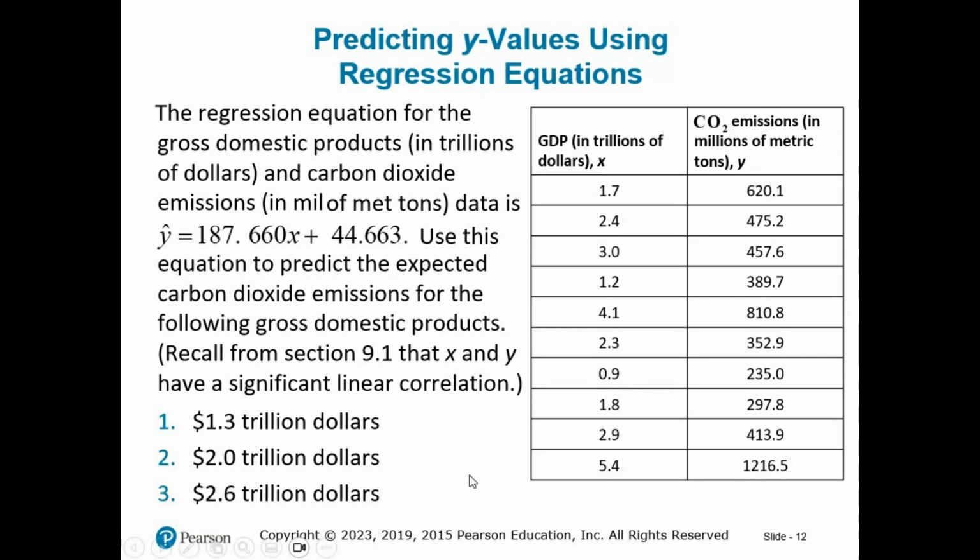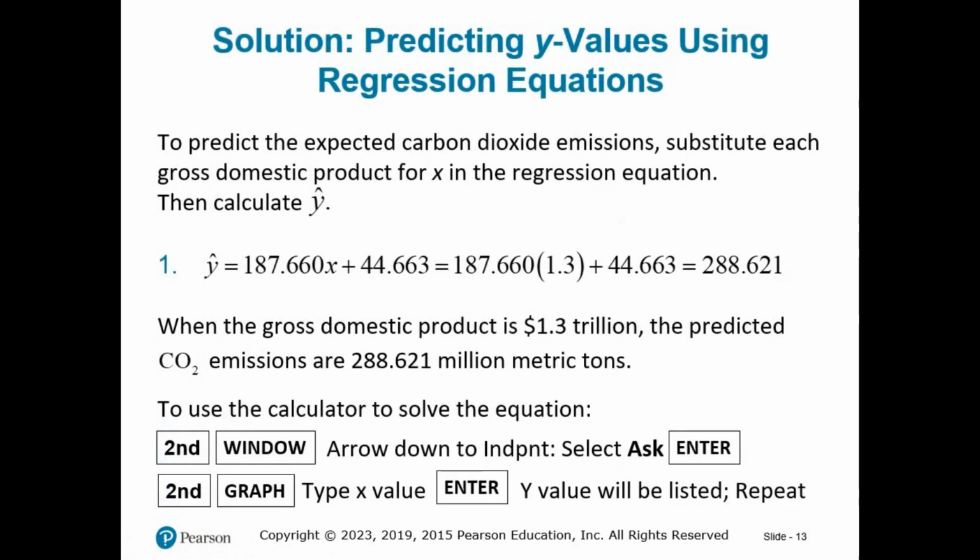You can do this by hand and just substitute this value in for x, but let's look at a way to do this with our calculator. Press the second button, then the Window button, then arrow down to where it abbreviates the word independent, and arrow over and select Ask, then press enter. Next, press the second button again and the Graph button up above. This takes you to the table where you can enter an x value and the calculator will enter it into the regression equation you entered into the Y equals before.